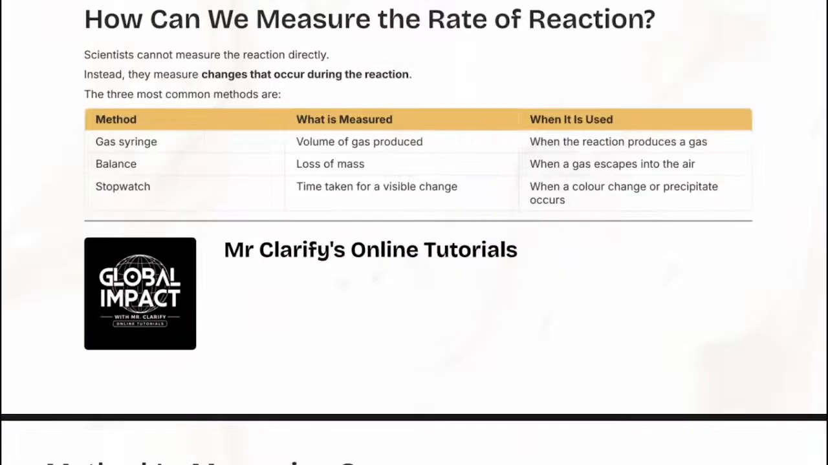And how we can measure the rate is we can use a syringe, a balance, and a stopwatch. These three, we need them. These are the methods that we can use. When you use a syringe, you'll be measuring the volume of gas produced. If you use a balance, you'll be measuring the loss of mass. I'll teach you. If you use a watch, this is what happens when you get to A level.